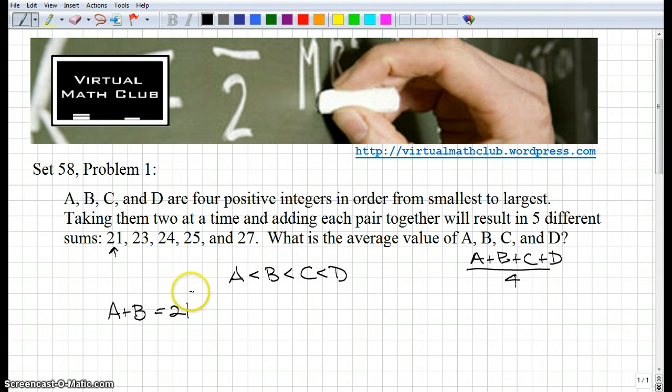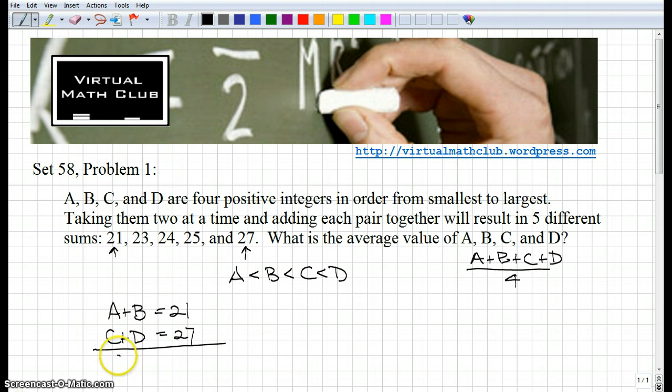And then we know if we took the two biggest numbers, which would be C and D, we should get the biggest sum, the biggest sum of any of the pairs. So C plus D is equal to 27.